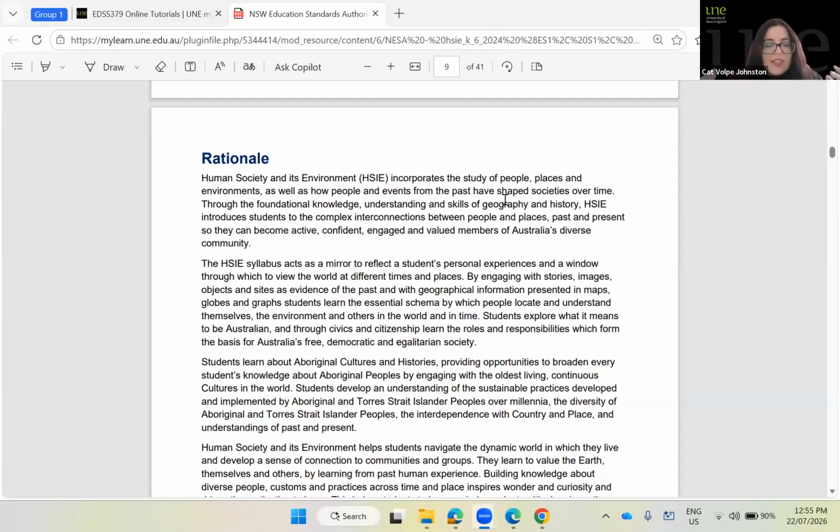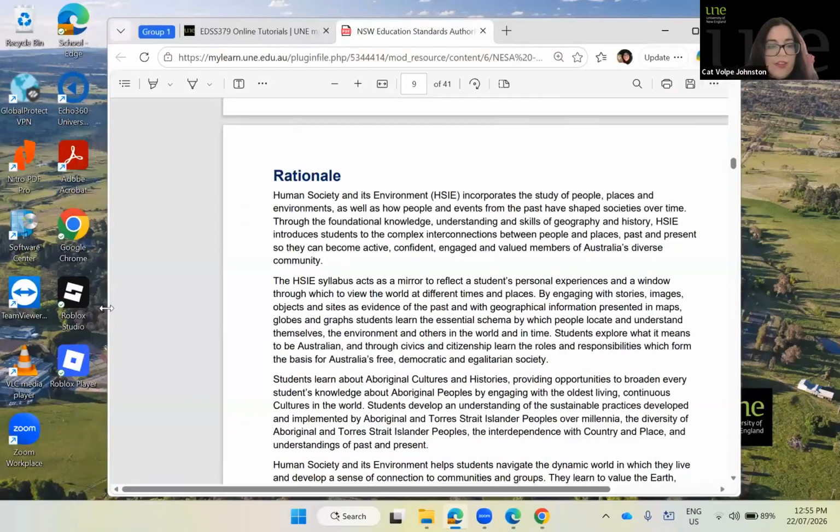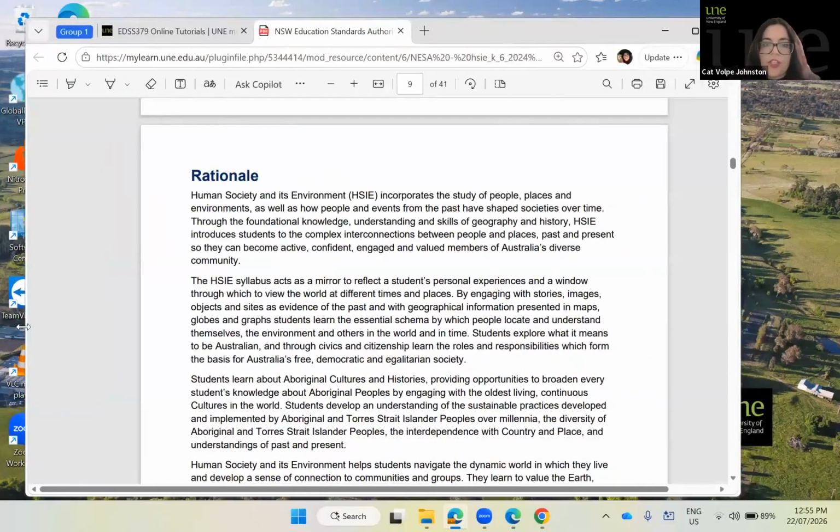And the units that I teach, we often start with that broad banner of HSIE. What underpins our subjects? What makes history and geography similar? What sort of topics underpin both of those key learning areas that can sort of bring them together? So that's what's happening here in the syllabus. So that's what we're going to be looking at here, the rationale for HSIE.